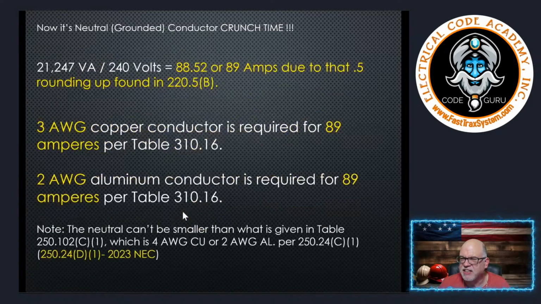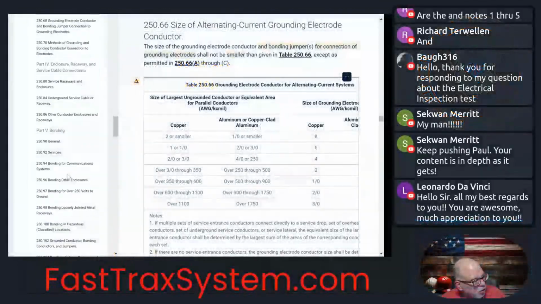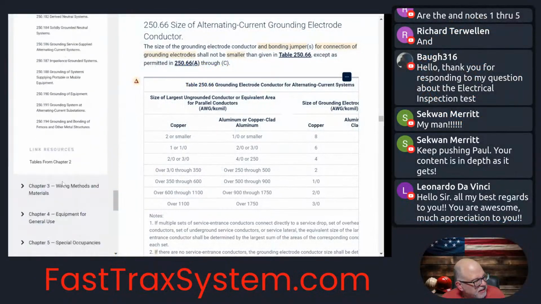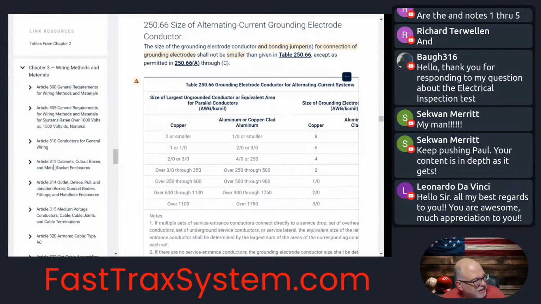So we have to have a conductor that can handle at least 89 amps. If we go to 310.16, under the 75-degree column, we have to have a conductor that can handle at least 89 amps. So I think if you go to the NEC, we'll do that really quickly since we're already invested in this, and hopefully you folks are getting something out of it and appreciate it.